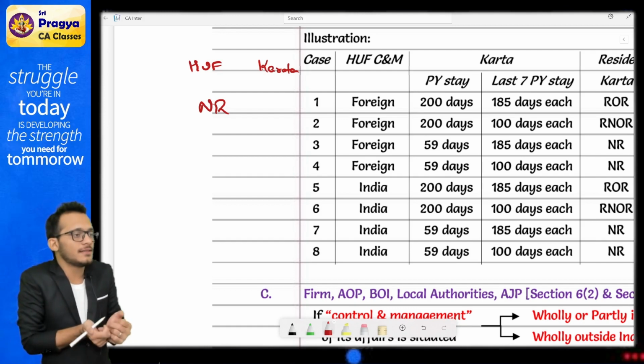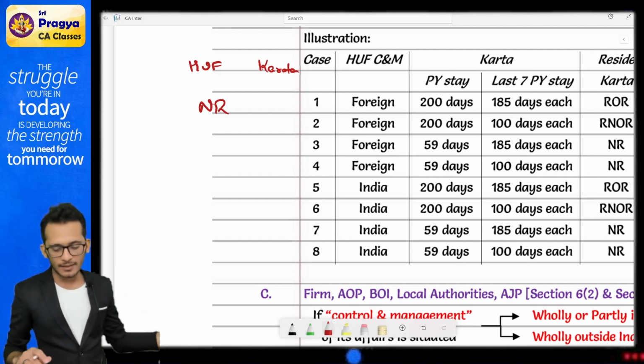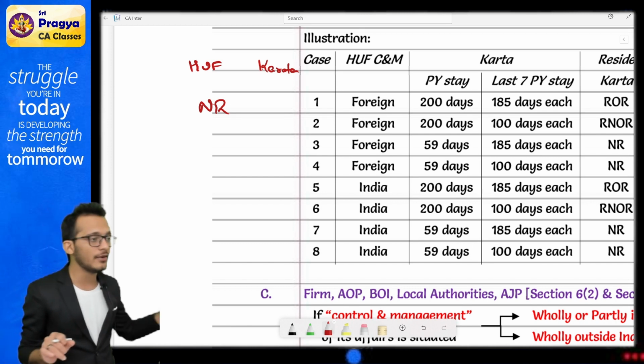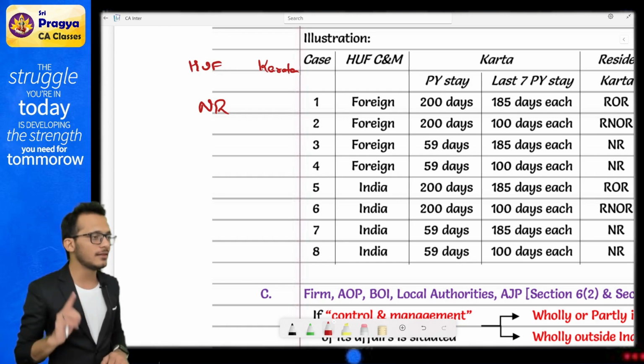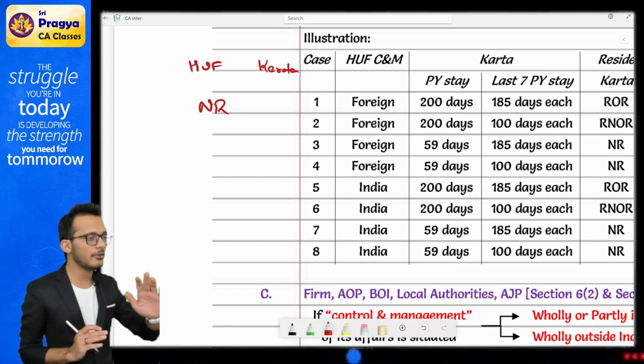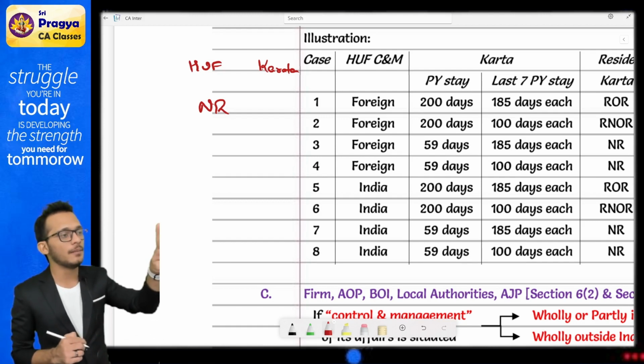Because the Karta has become a resident, the Karta will now have to be split into ROR or RNOR. I am saying that the Karta has stayed in the last 7 years for 185 days each year, which means in all 7 years it has become more than 730 days. Since every year he is staying for 185 days, every year he would have been a resident. None of the two conditions is satisfied, therefore the Karta has become ROR.